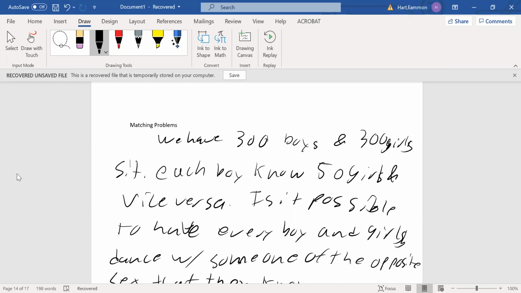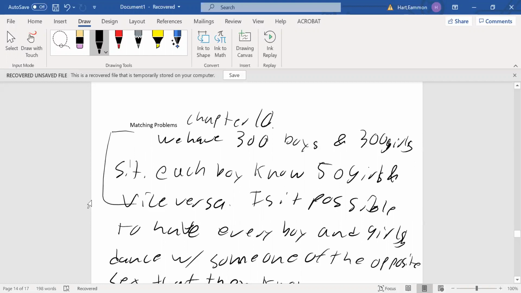So chapter 10 here deals with matching problems. The lead problem is we have 300 boys and 300 girls such that each boy knows exactly 50 girls and vice versa. So each girl knows exactly 50 boys, and also knowing is reciprocal. So a boy can't know a girl unless she also knows him, and vice versa.